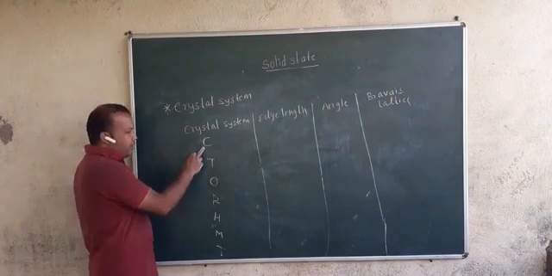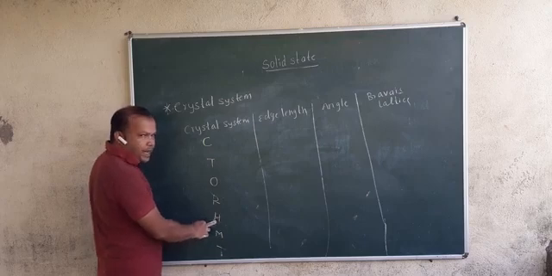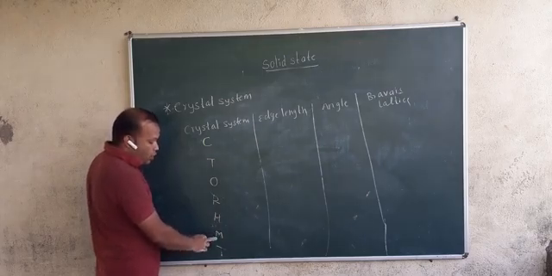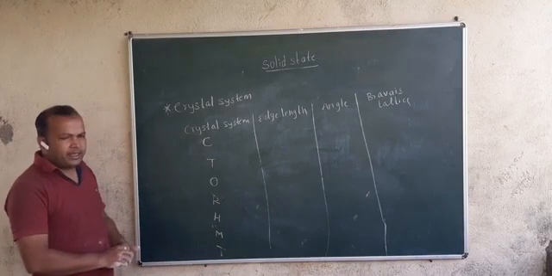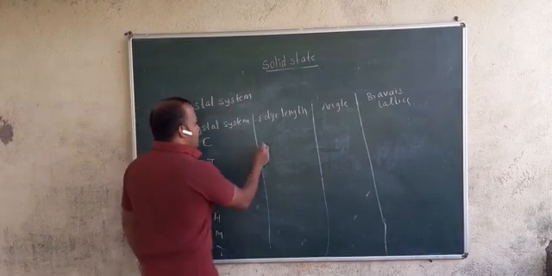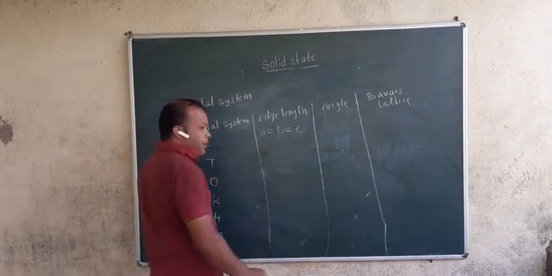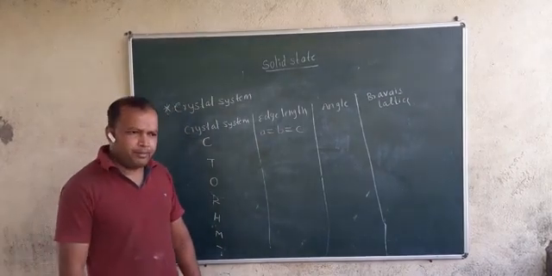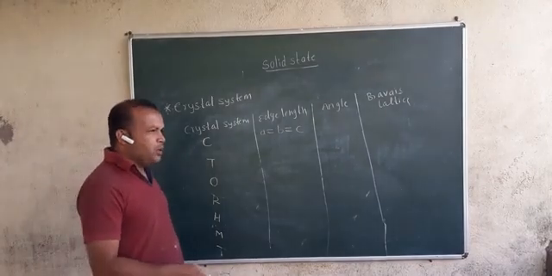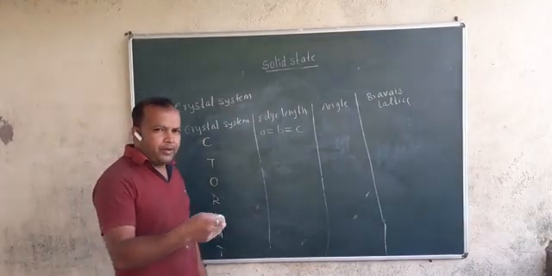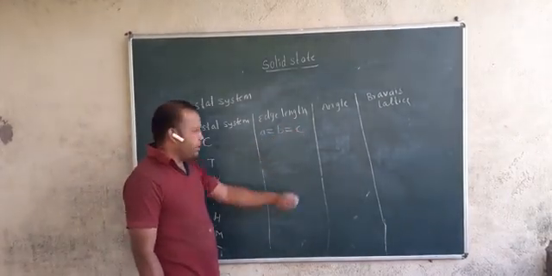So this is cubic, tetragonal, orthorhombic, rhombohedral, hexagonal, monoclinic and triclinic. And if you want to remember the edge length, see the trick. Here you'll write A is equal to B, B is equal to C. That means all three edge lengths are the same. Generally it happens in cubic. In a cube, height, length and width are all the same. So A is equal to B, B is equal to C.